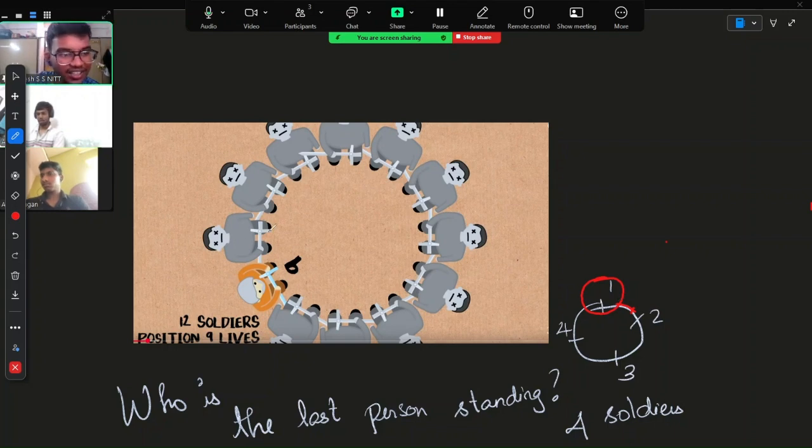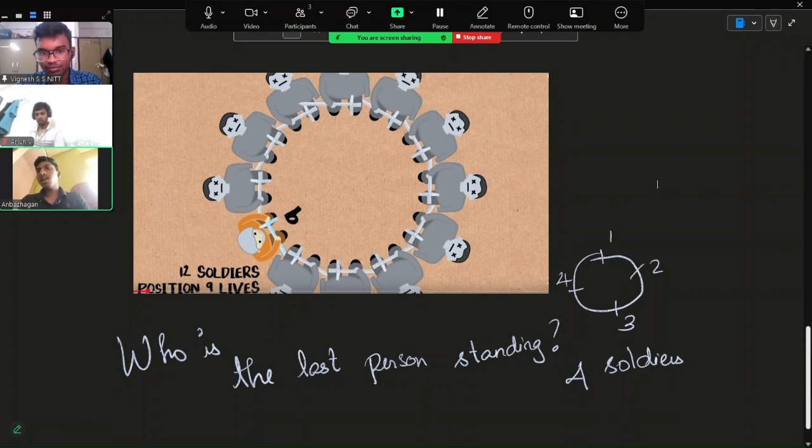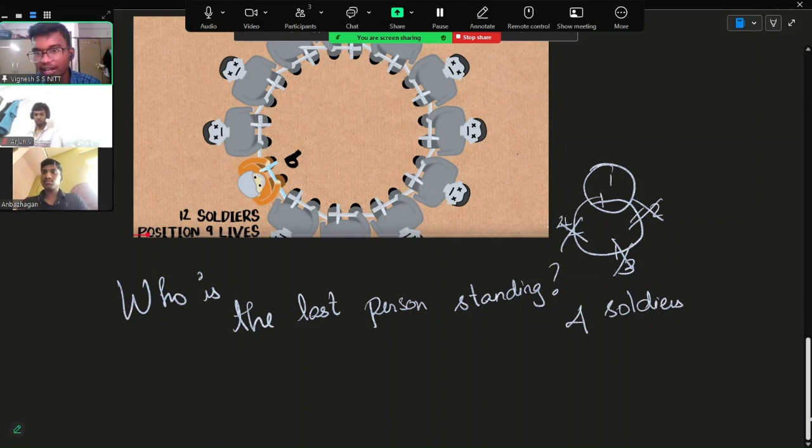Okay, you said it in your mind. Anbalagan, can you also find it? Yes, sir. One will remain. How did you get it? First, person one kills two and three kills four. Then remaining are one and three, and one kills three. So one is the remaining. So for n equal to four, we can say that one is remaining. One is the best position, or one is the last survivor.